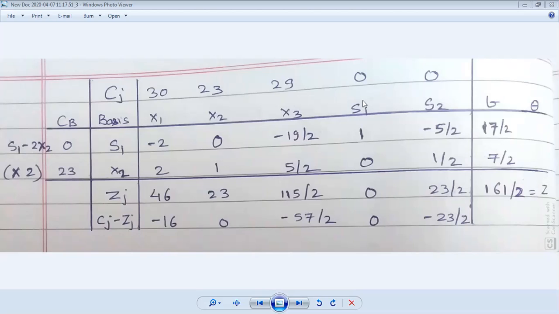So what you need to do is just add the artificial variable. You don't consider the negative slack. Instead of the negative slack, you just add the artificial variable, and the coefficient of that artificial variable in the objective function will be M. In case of maximization, it will be minus M. In case of minimization, it will be plus M.